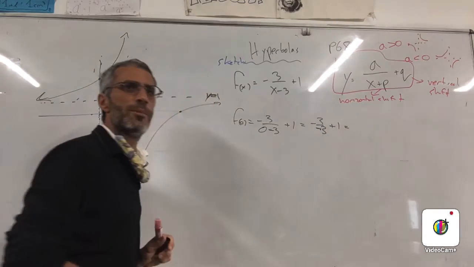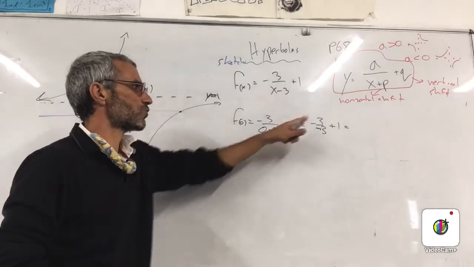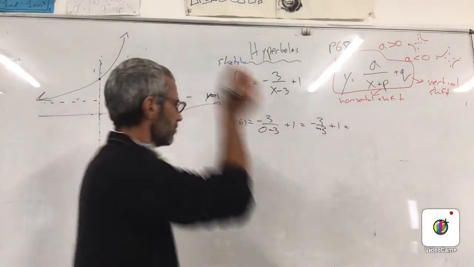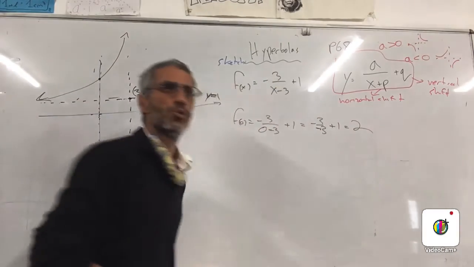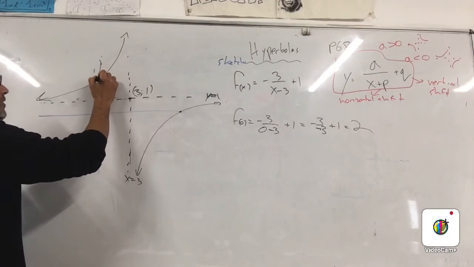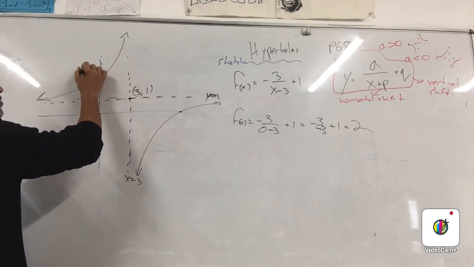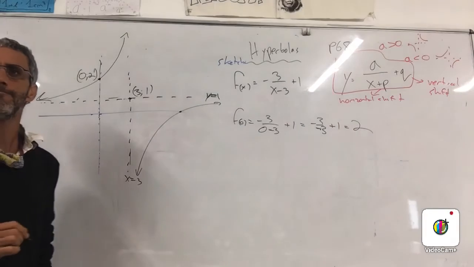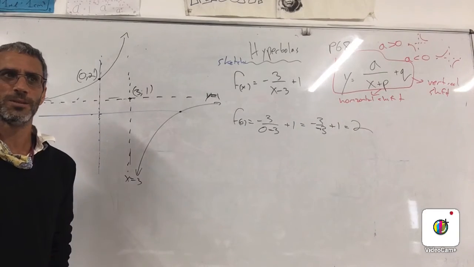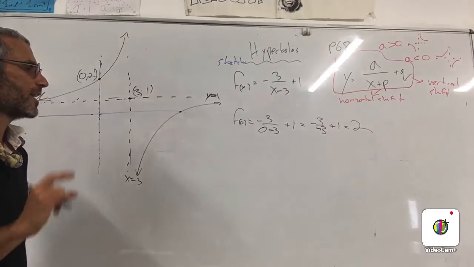Can somebody do it? -3 divided by -3. Yeah, you're right. It's 1, plus 1 is 2. So the coordinate here is (0, 2). Are we happy with that? Yes, everyone? Okay, moving on to slightly more difficult.